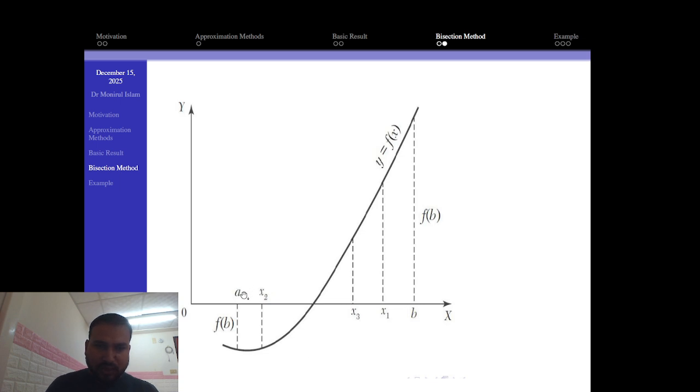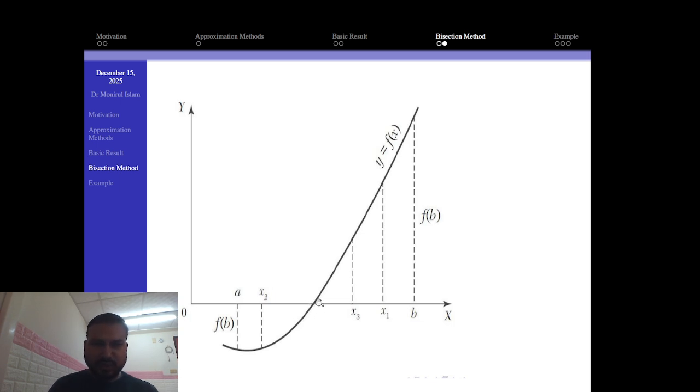So this is the graph here. This is f(a). Here in this graph we have considered f(a) negative and f(b) positive, so the root lies between a and b. The first iteration is x1. f(x1) is positive, so the root lies between a and x1. Similarly, the second iteration is x2. f(x2) is negative, so the root lies between x2 and x1. Then x3 is positive, so the root lies between x2 and x3, and so on. We apply this method continuously until we reach the root at this point.